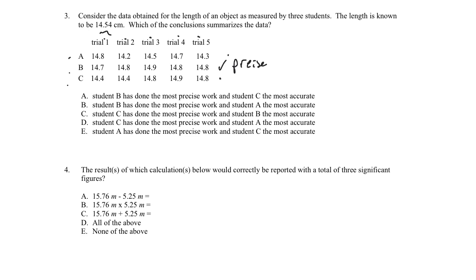I might have to actually crunch the numbers to be sure, but let's go through some of the choices here. B has done the most precise work. C has done the most precise work. I don't think that's true. I don't think C has done the most precise work.